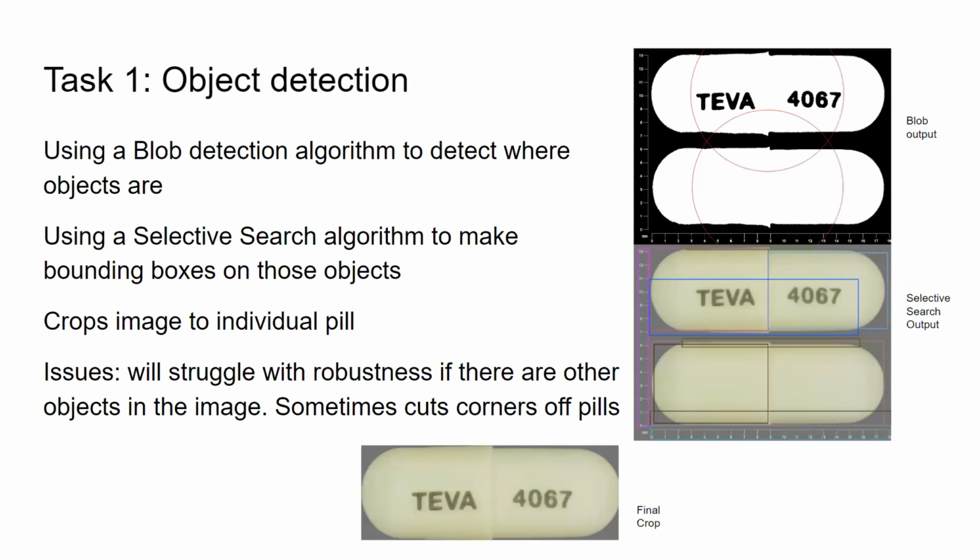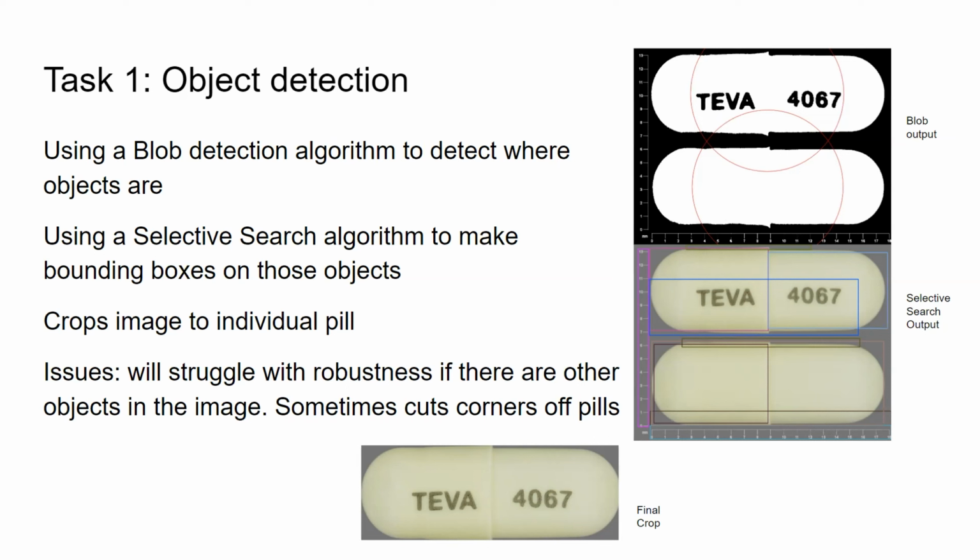So the first task is object detection. The way I've done this is by using a blob detection algorithm to detect where objects are, and a selective search algorithm to make bounding boxes for the objects. And then those bounding boxes are used to crop the images for the individual pills. The current way I have it implemented will have issues with robustness if there are any other objects in the image. So at some point I'll have to implement a model that can detect pills versus anything that isn't a pill, but that's not something I'm prioritizing just yet.